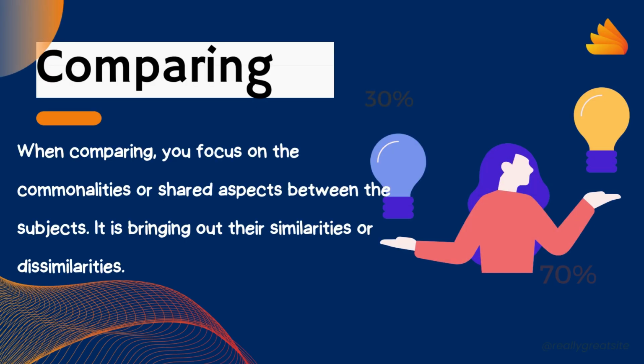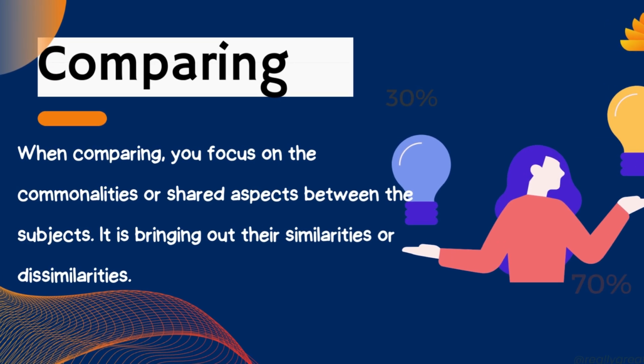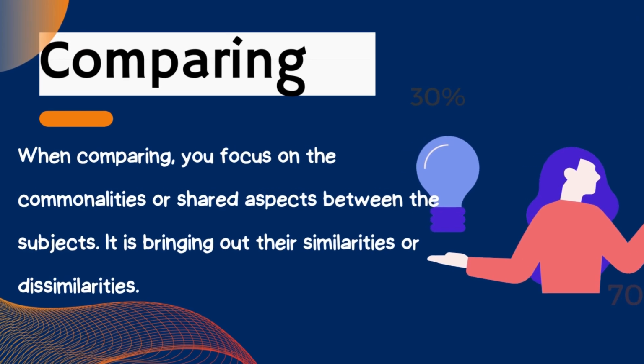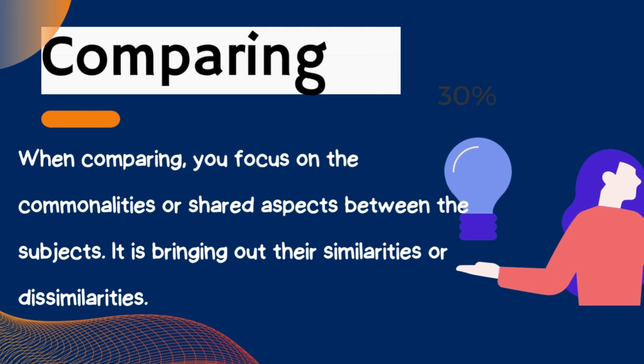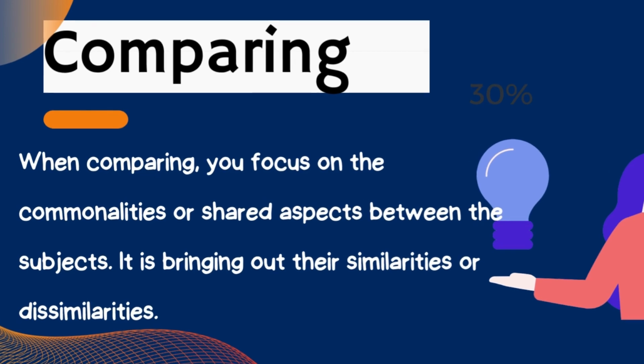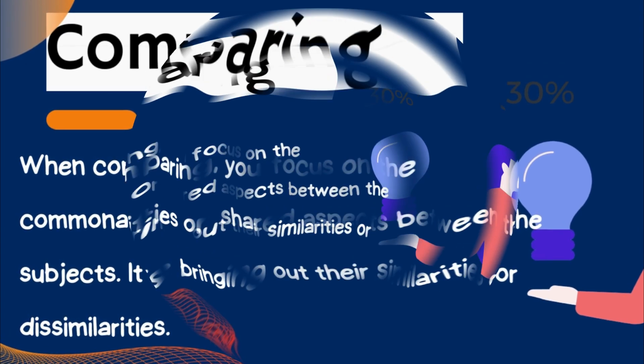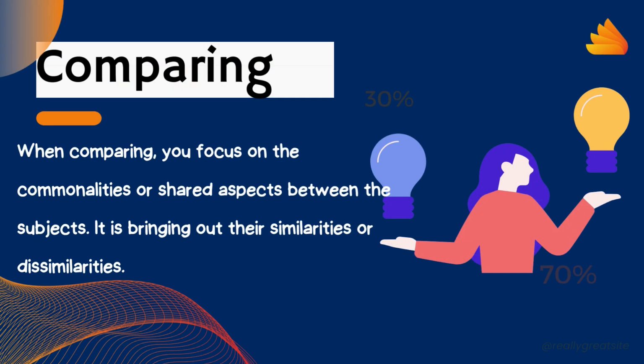Here, I said when you compare, you focus on the commonalities or the similarities or the shared aspects between the subjects that you're comparing. Therefore, comparing means bringing out the similarities or dissimilarities between two or more objects. So when you're comparing, you're looking at similarities and you're also looking at differences or dissimilarities.